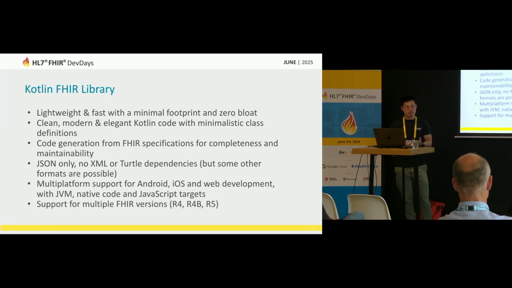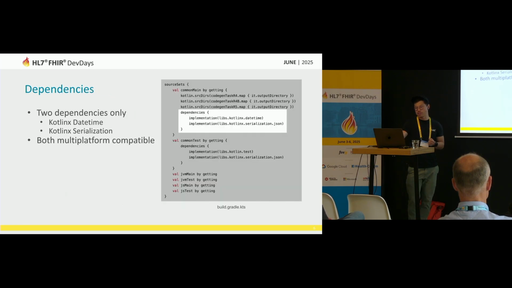So in terms of what we support, we have JSON support at the moment, and that's because of the multi-platform serialization libraries support. We don't have XML or Turtle. To be frank, we have no intention to support those formats either. But there are other interesting formats, for example protocol buffers, that's supported by the Kotlin multi-platform framework, and we could potentially, theoretically, bring those formats to the Kotlin multi-platform FHIR library as well. But that's for the future. So we support Android, iOS, and web development, and we also support multiple FHIR versions.